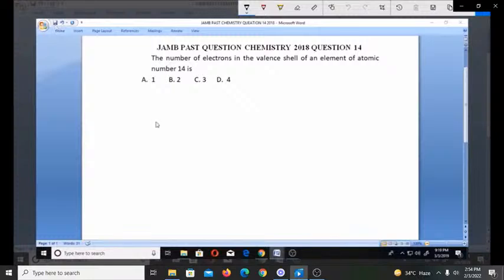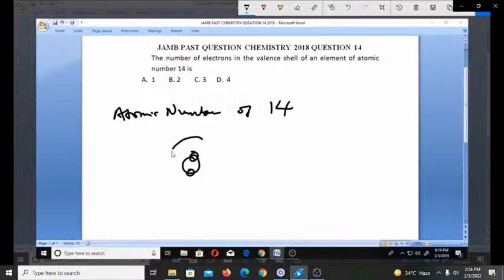Now, you have to know how to draw the electron shells for the electronic configurations of elements given their atomic number. So now you're given the atomic number of 14 and you're told to draw in order for you to find the number of valence shell electrons. So you have the first electron shell, which normally has just 2 electrons. Then subsequent electron shells have 8.